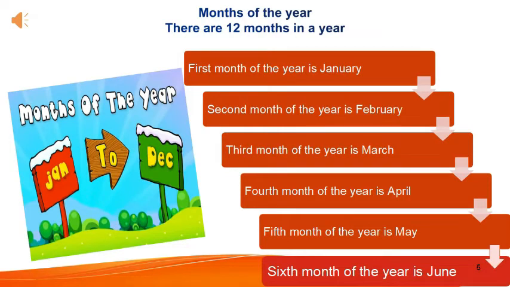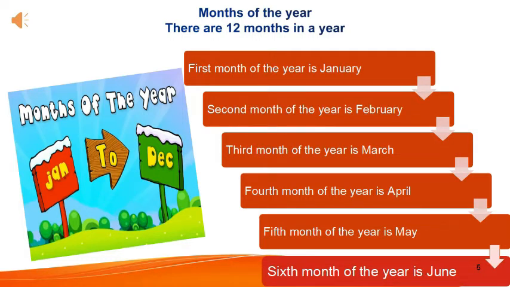Now I will be telling you about the months of the year. There are 12 months in a year. The first month of the year is January. The second month is February. The third month of the year is March. The fourth month of the year is April.